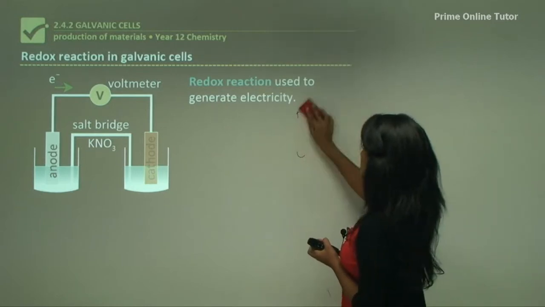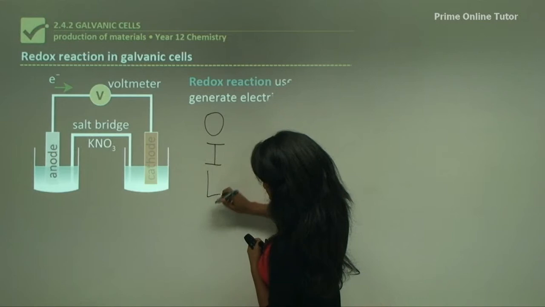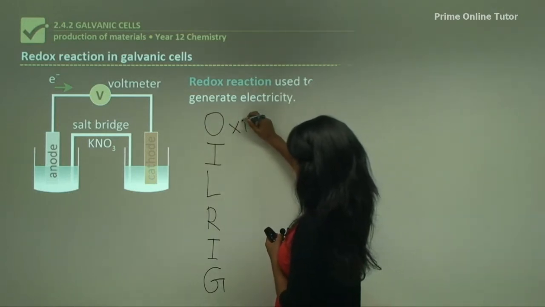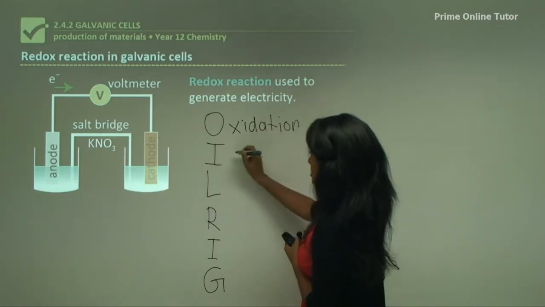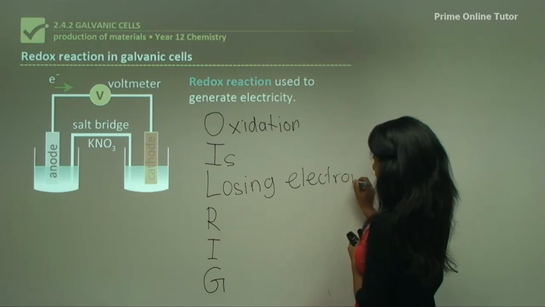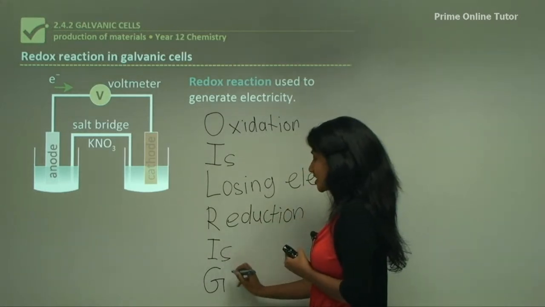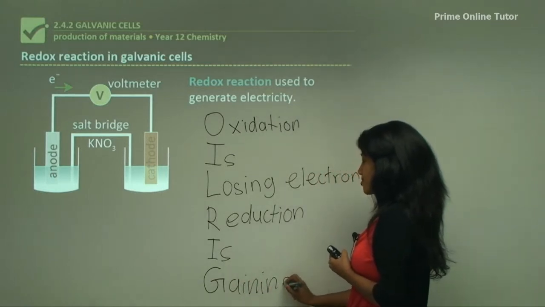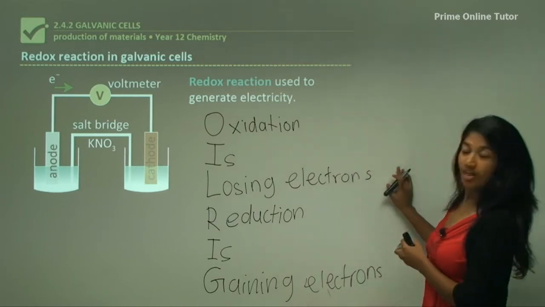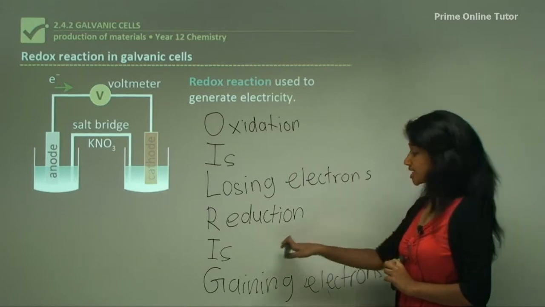So to memorize this, because we need to know this for HSC, we have a little memorizing tool called OIL RIG, where O stands for oxidation, I is losing electrons, while the R from RIG stands for reduction, G is gaining electrons. So this way you can memorize this redox reaction. I would recommend you to write this down because this is very important. So oxidation is losing electrons, while reduction is gaining electrons.